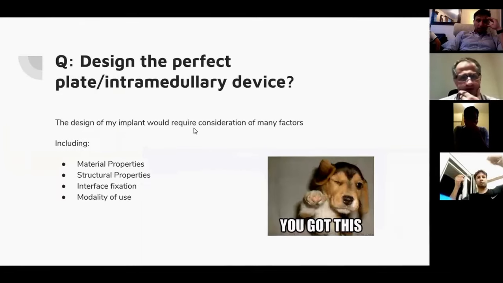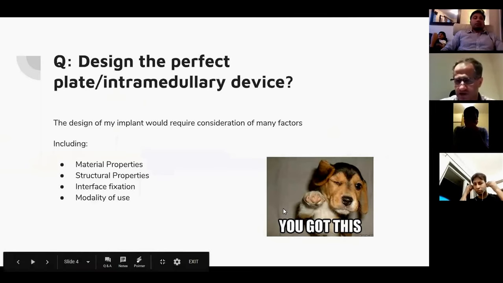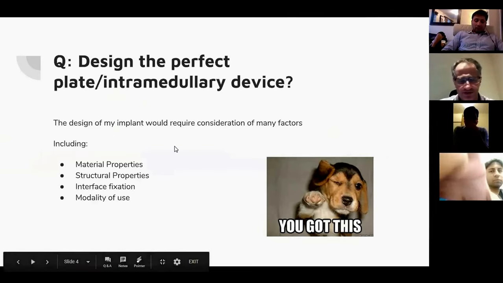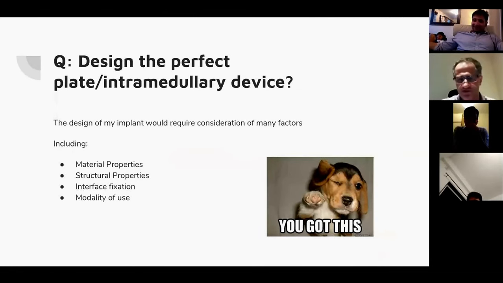Okay, so the answer is always prepare a simple sentence for any question like this. Try and divide your answers into headings and then work on those headings. So the design of my implant would require consideration of many factors, including material properties, structural properties, interface fixation, and modality of use. I would usually say modality of use first. Depending on how I'm going to use it, then I would decide what material, structural, and interface fixation devices I need. But I'm leaving this to the last because it's a bigger topic and it's worth kind of quizzing you guys on it down the line.